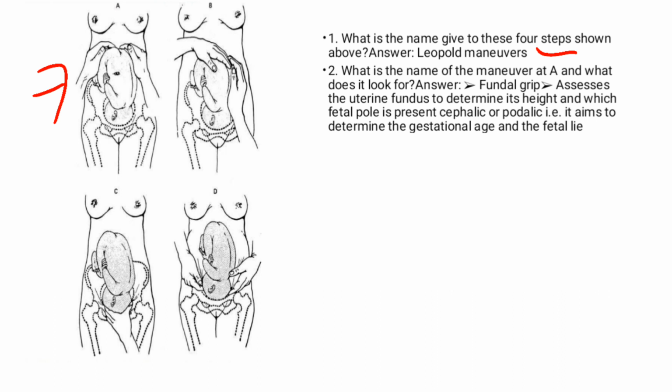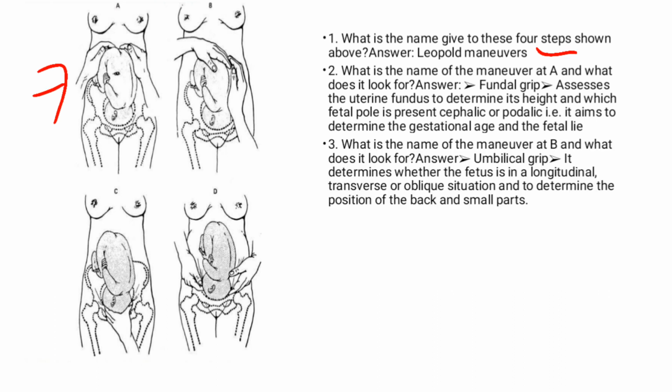Then the maneuver B is known as the umbilical grip. As you can see, the hands are usually placed somewhere near the umbilicus. So umbilical grip, and it determines whether the fetus is in longitudinal, transverse, or oblique situation, and determines the position of the back and small parts. And this one can even help you for a lot of things, even when putting a fetoscope, at least you know where the back is.